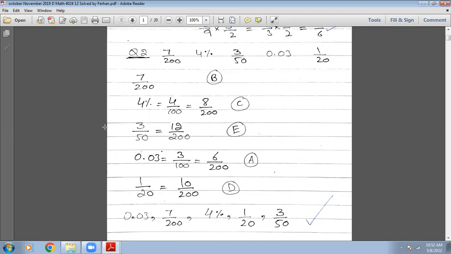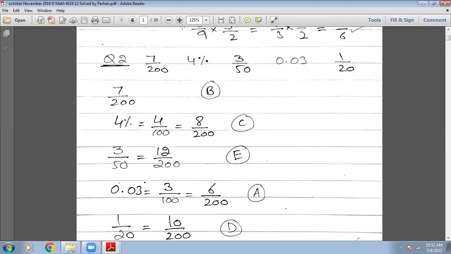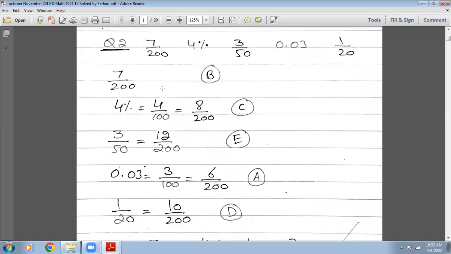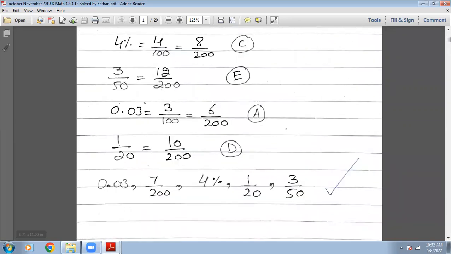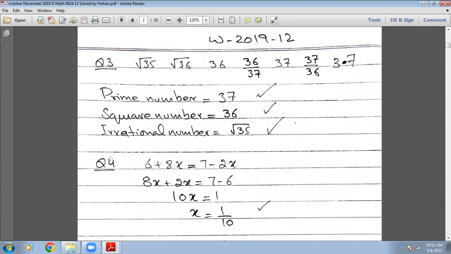Now you can compare them. The one whose numerator is smallest is the smallest fraction. So this one A, this one B, then we'll have C, then D, then E. In the answer, you will write the original ones. So in the answer, I will write 0.03, 7 by 200, 4%, 1 by 20, 3 by 50. I have checked this answer with the marking scheme, so it's good. So that was question number 2.